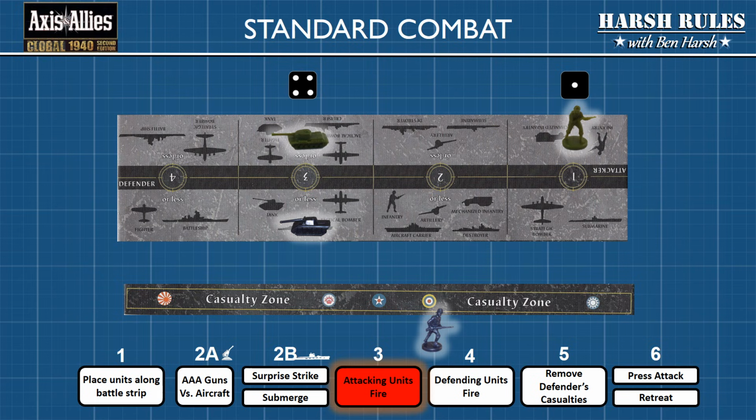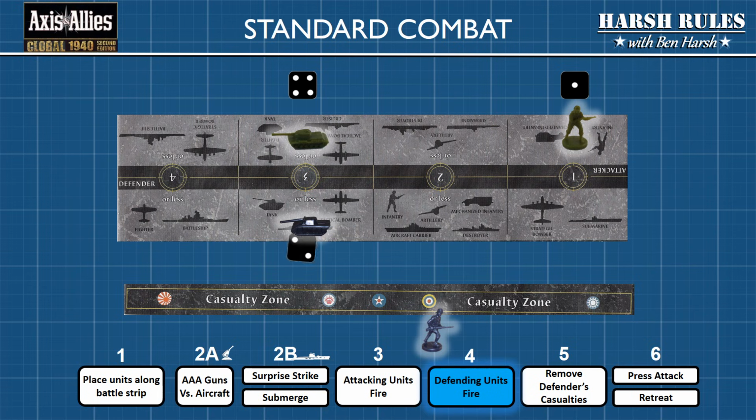In the next step, the defender gets to fire back. A key point to remember in this battle is that both sides are conducting combat simultaneously. The casualty strip is only used by the defender to keep track of casualties who get one last chance to roll a die and try to score a hit before they're removed from the battle. Therefore, the infantry unit still gets one last die roll.